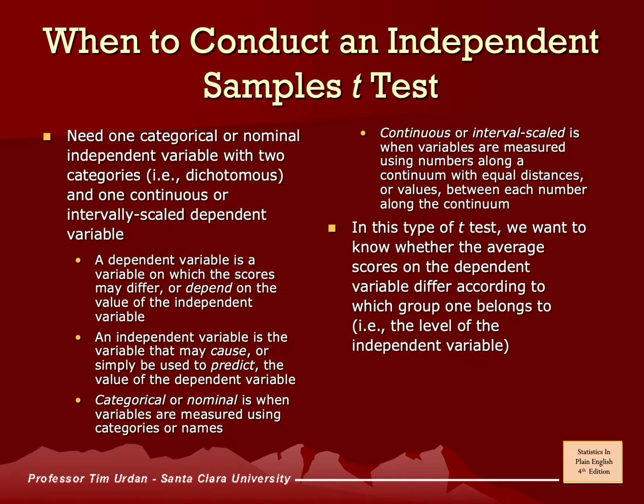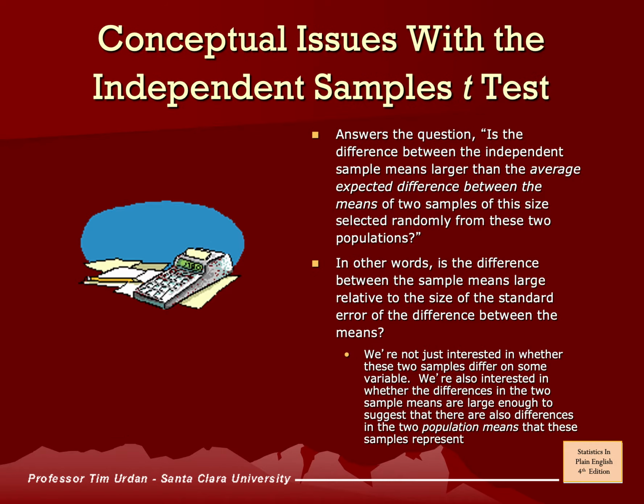When do we conduct an independent samples t-test? So we need one categorical or nominal independent variable. They have to be those two things with two categories. And then we need one continuous, interval scale dependent variable. In this type of t-test, we want to know whether the average scores on the dependent variable differ according to which group it belongs to.